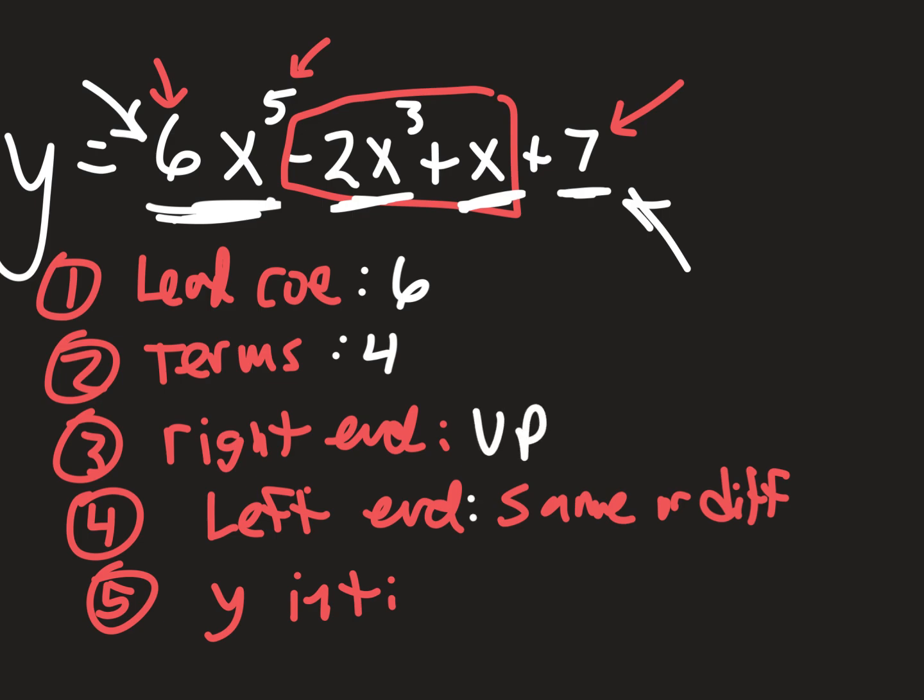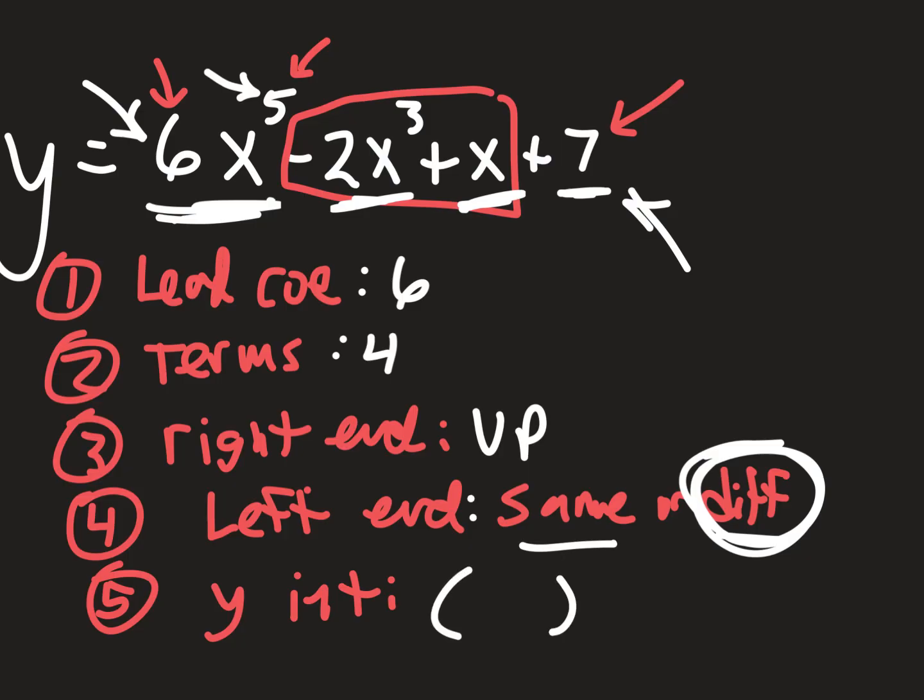The left end, you'll know if it's the same or different based on the degree, and it's that 5 right there. And since it's odd, it's different. So it's not up, it's down. And the y-intercept is just 7, but you can't just say 7. The y-intercept is where x equals 0, so it's (0, 7). All right. Who had all of those right? Excellent. Okay. Then the only thing left is what if they try to confuse you with something like this? Don't even write it down, just look.